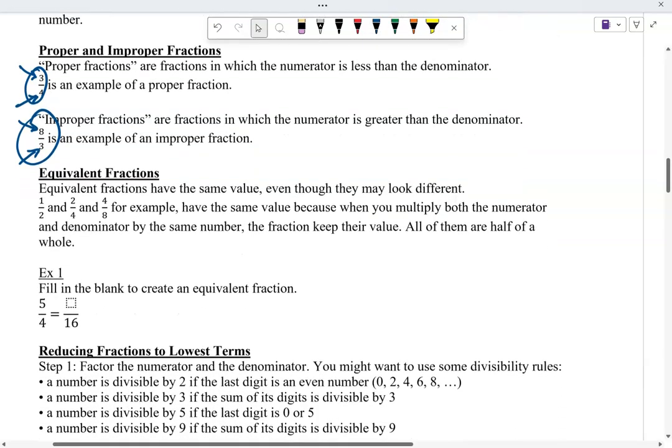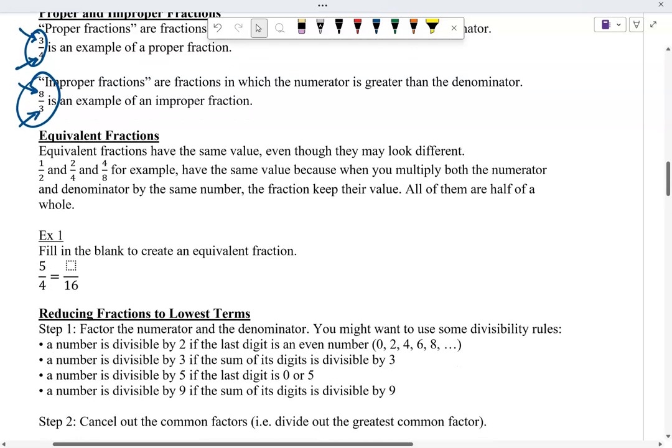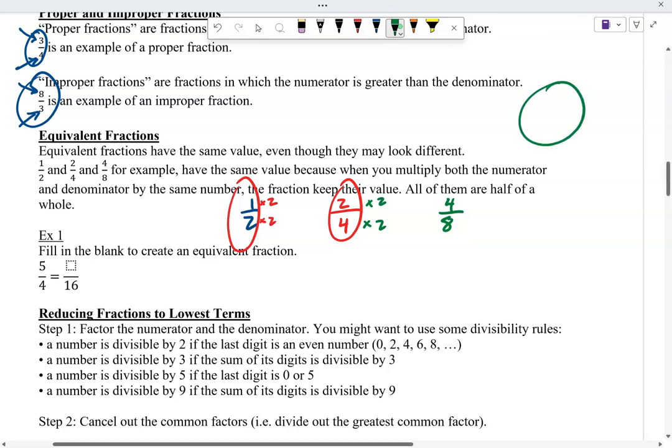Now, what we're going to do is write equivalent fractions. For example, 1/2 is the same as if I multiplied the top and the bottom by 2: 1 times 2 is 2, 2 times 2 is 4. 2/4 is the same thing as 1/2, right? If you multiply the top and bottom by 2 again, you would get 4/8. And 4/8 is the same thing as 1/2.